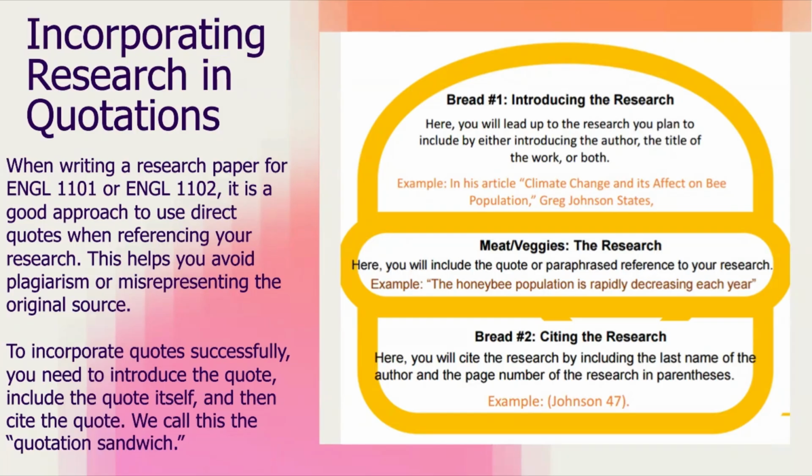I say here on the left, when writing a research paper for English 1101 or 1102, it's a good approach to use direct quotes when referencing your research. This helps you avoid plagiarism and misrepresenting the original source. So this is one of the many reasons why I encourage you to use direct quotes from the research when at all possible, so that you are not misrepresenting the original work or accidentally plagiarizing.